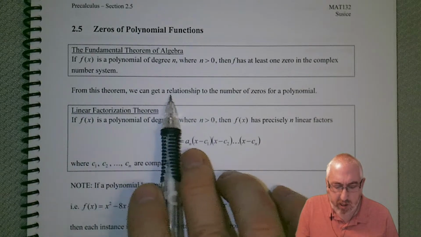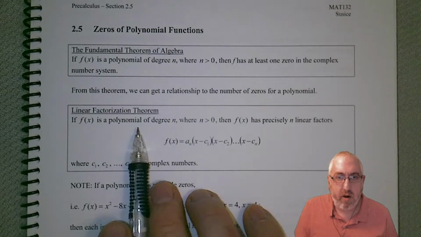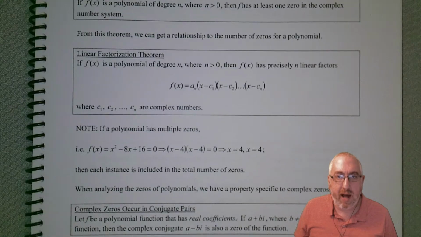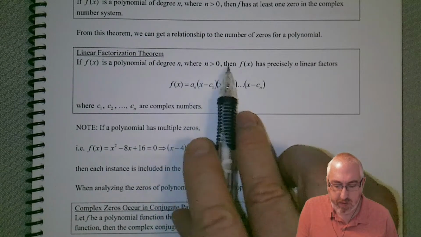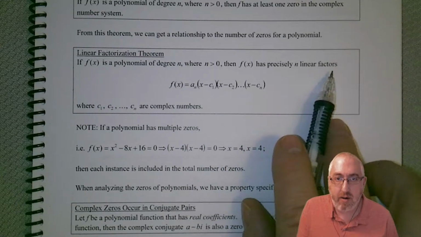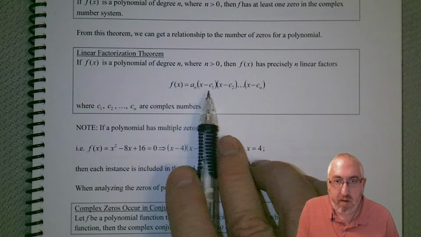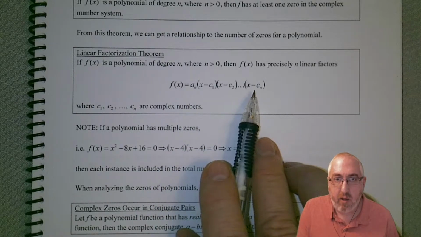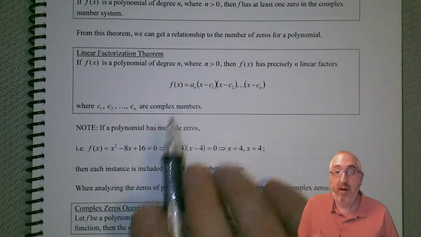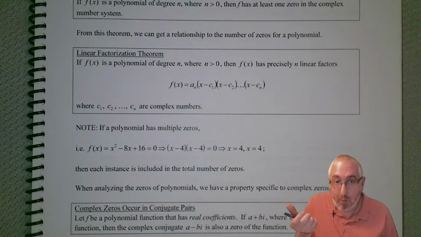From this theorem, we can get a relationship between the number of zeros for a polynomial. So, linear factorization theorem. If f of x is a polynomial of degree n, where n is greater than 0, then f of x has precisely n linear factors, f of x equal to some constant times each of those linear factors all the way up to n. And all of those numbers are complex numbers. So again, some of them might be real, some of them might be imaginary, some might be both.